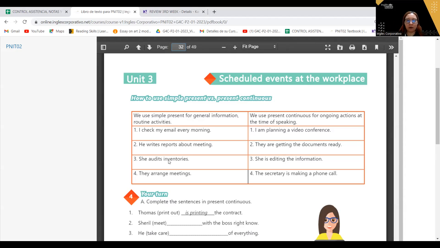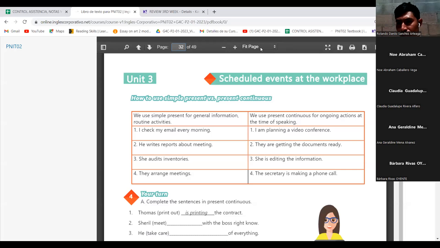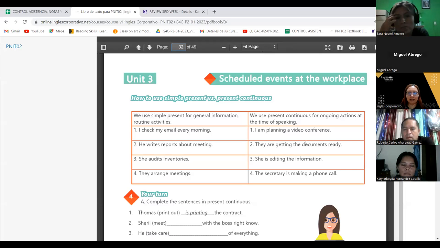So, I'm going to need volunteers. Esto ya lo habíamos visto, solo es como repaso, right? So, I need two people. Una persona lee la izquierda y otra lee la columna derecha. Sara, me ayuda con la izquierda, por favor. Simple present. And let's see. Ocupamos un voluntario más. Miguel, la segunda columna. La de present continuous, por favor.